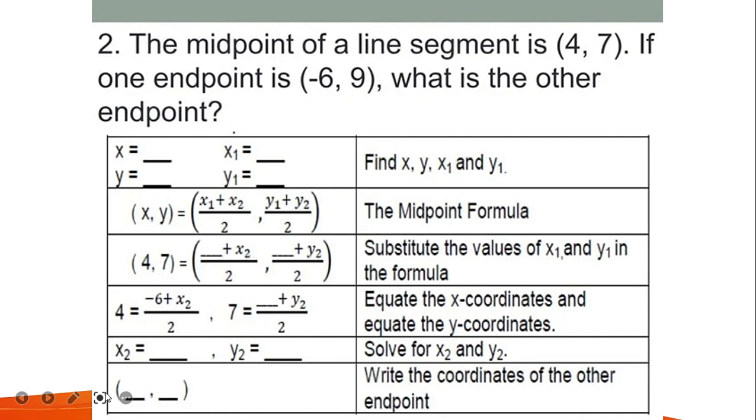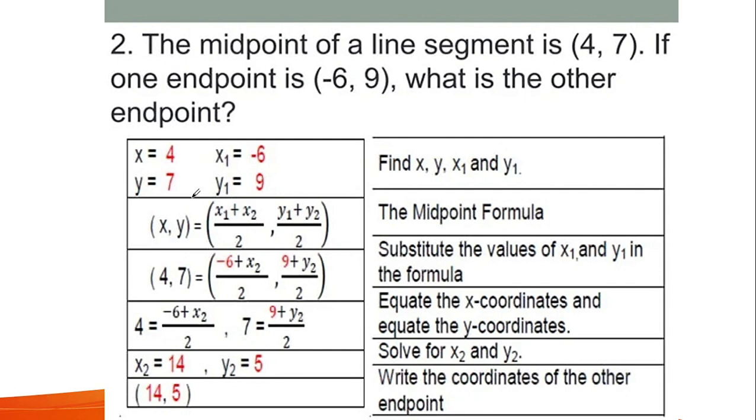The midpoint of a line segment is 4, 7. If one endpoint is negative 6, 9, what is the other endpoint? So, again, we have a given midpoint, and we have one endpoint. So, we are looking for the other endpoint. So, how do we solve this? Okay, we have the midpoint 4, 7. X sub 1 is negative 6, y sub 1 is equal to 9. So, we use the midpoint formula, substitute them here, and then isolate the x coordinate and the y coordinate.